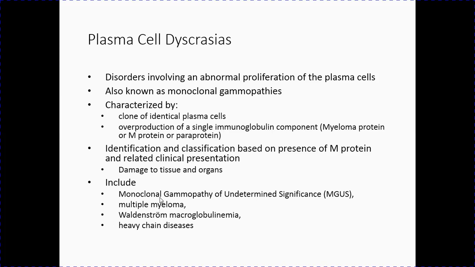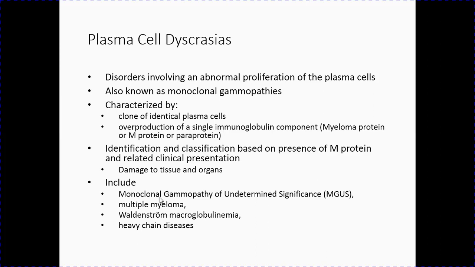Identification and classification of plasma cell dyscrasias is going to be based on the presence of M protein and, really importantly, some of the clinical presentation that we see, including is there damage to tissue and organs. Not all plasma cell dyscrasias do damage tissues and organs at the same period of time. Eventually they will. What ends up happening is that the M proteins that we see are produced in such great numbers that they can damage tissue and organs in a couple of different ways.